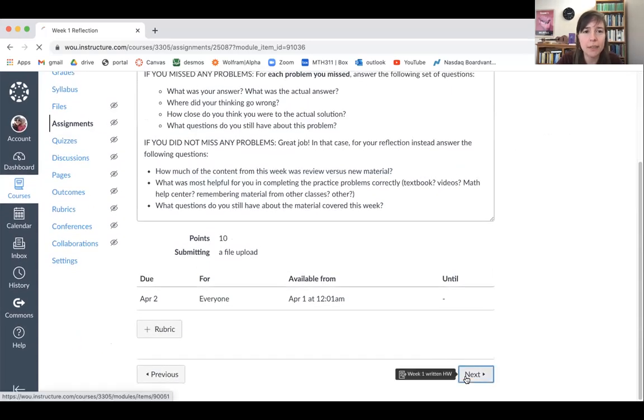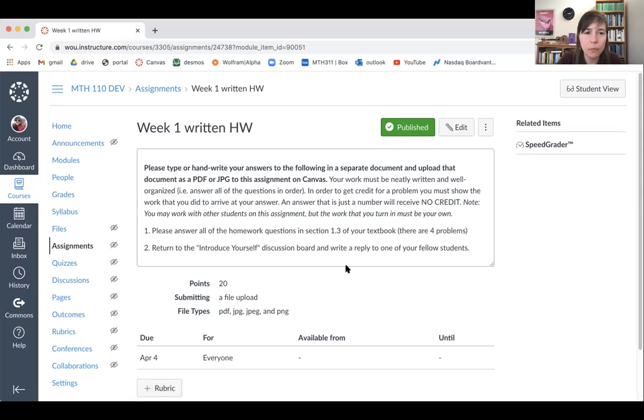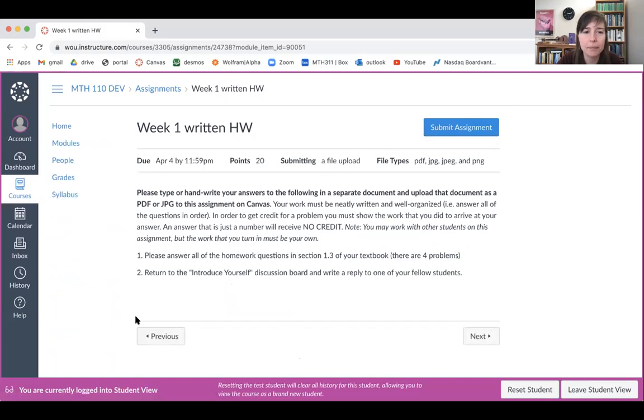And then finally, for week 1, we have the homework. So the week 1 written homework is due on Sunday night of week 1. Oh, maybe I should go back to student view. Sorry, team. Okay. So this is the same instructions as before. Type or handwrite your answers to the following questions in a separate document. Upload that document as either a PDF or a JPEG. Your work must be neatly written and well organized, so answer all of the questions in order.